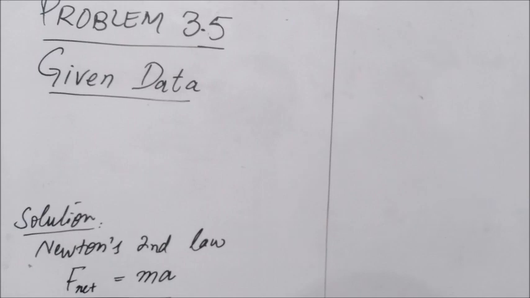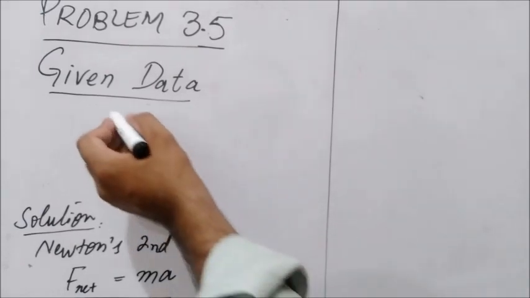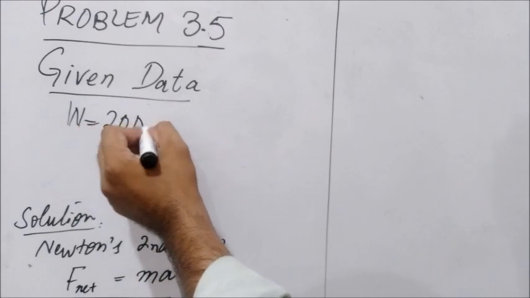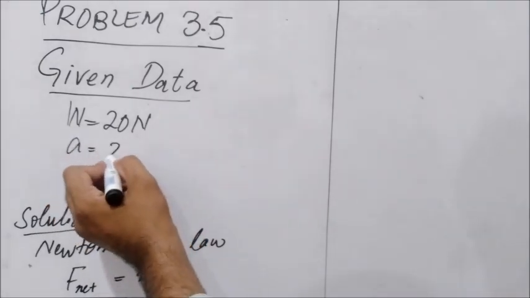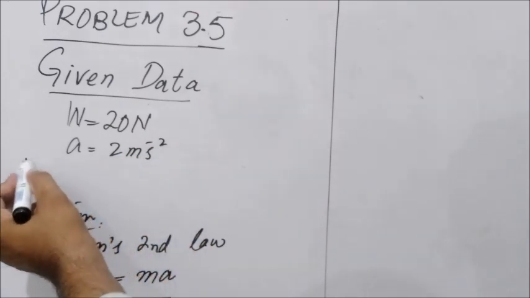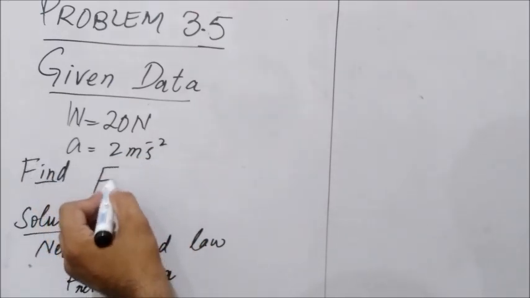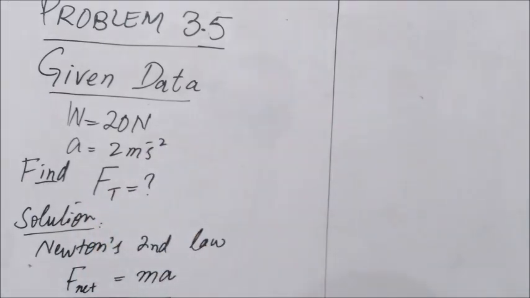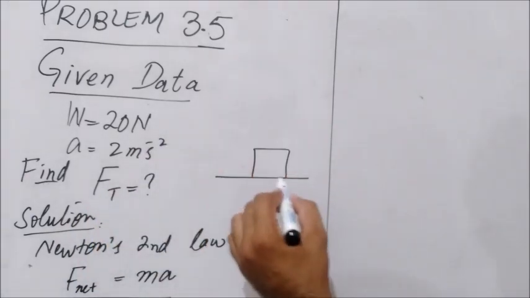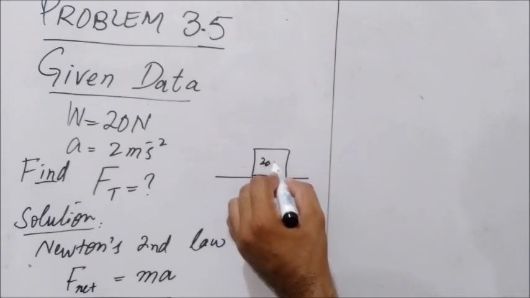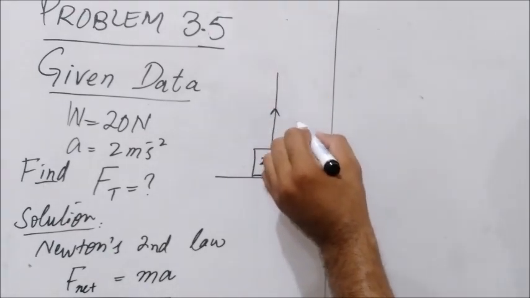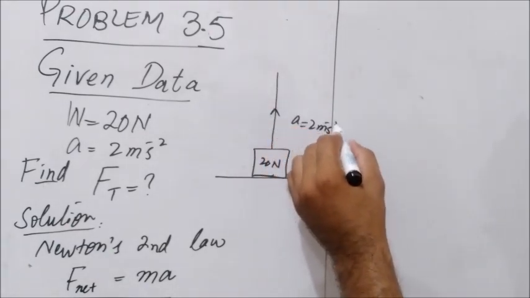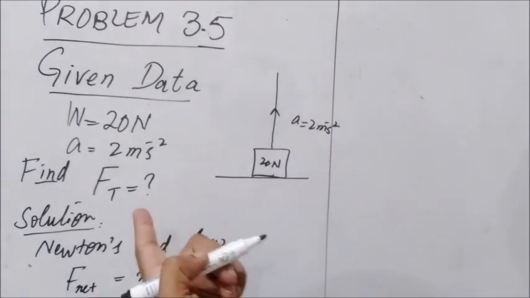In problem 3.5, a body weighs 20 Newton. How much force is required to move it vertically upward with the acceleration of 2 meter per second square? It is asked to find the total force which is required to lift the object. So in this case, the weight of the object is 20 Newton, and we are lifting this object vertically upward with the acceleration of 2 meter per second square. So how much total force will be required?